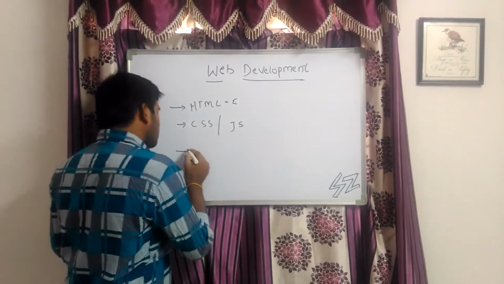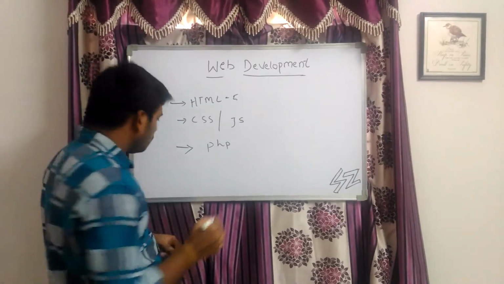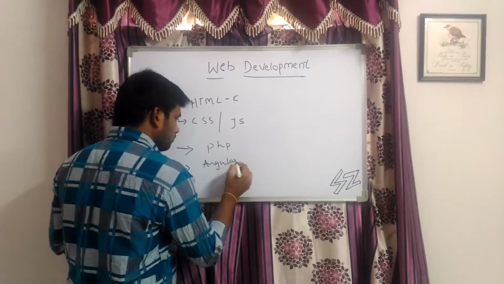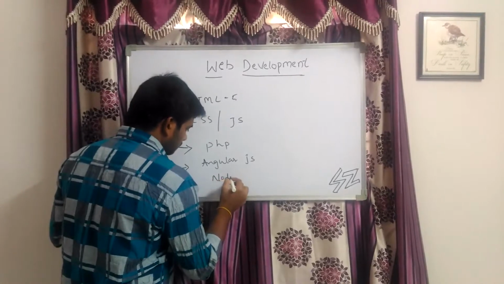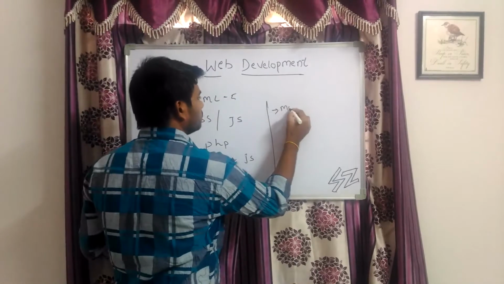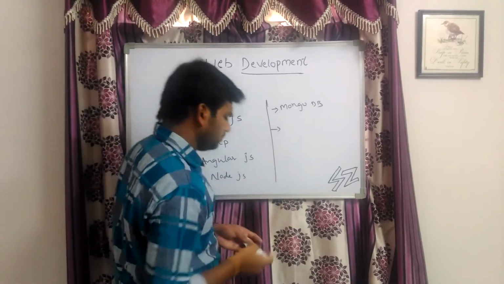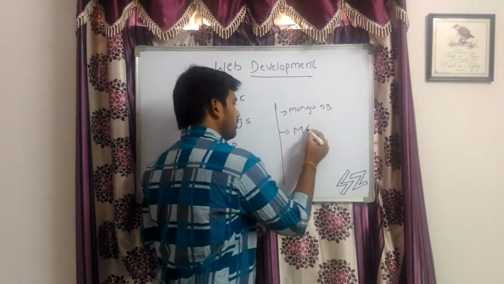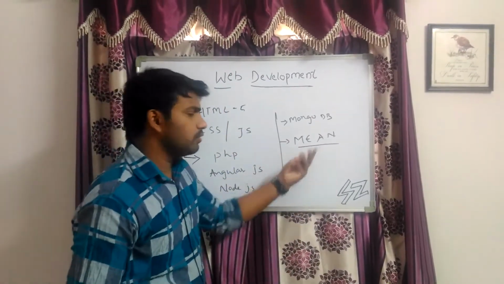And when we go for server-side applications on the web, we majorly focus on PHP, AngularJS. We use Node.js. We use MongoDB. Now the MEAN stack has been introduced, right? It is a combination of MongoDB, Express, AngularJS, Node.js.